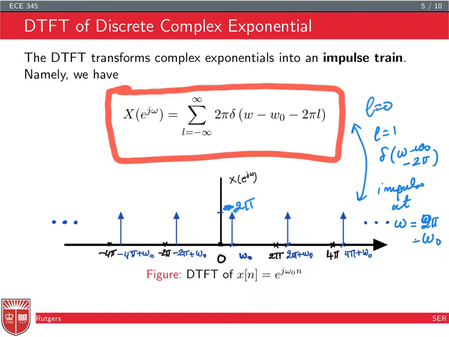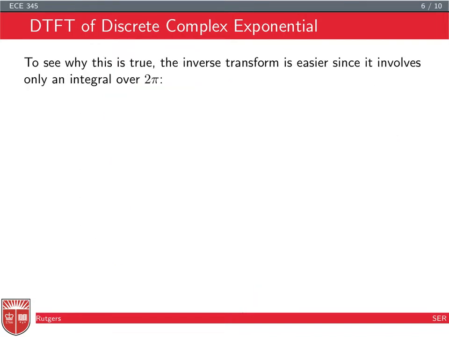So 2 pi plus omega 0. So you get this impulse here. Each L is just going over these impulses, with L equal to 0 being here. This is an important formula that I would advise you to memorize, because it's going to be helpful later on. Now, why is this formula correct?